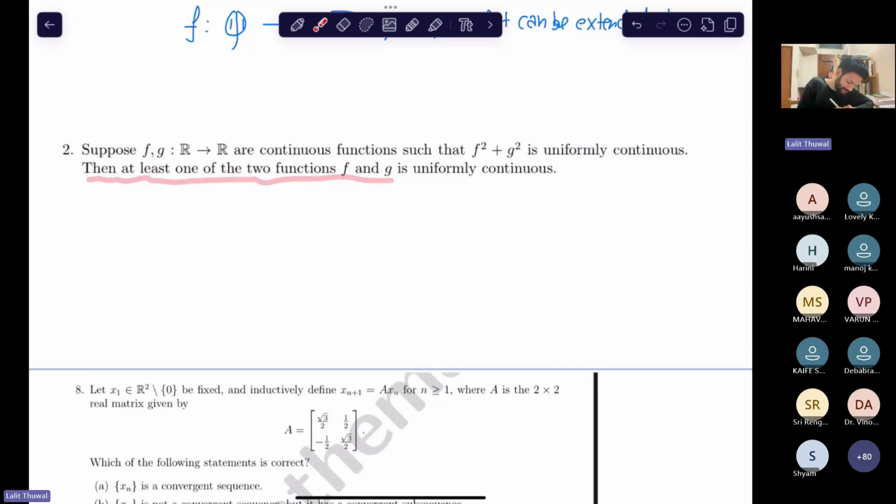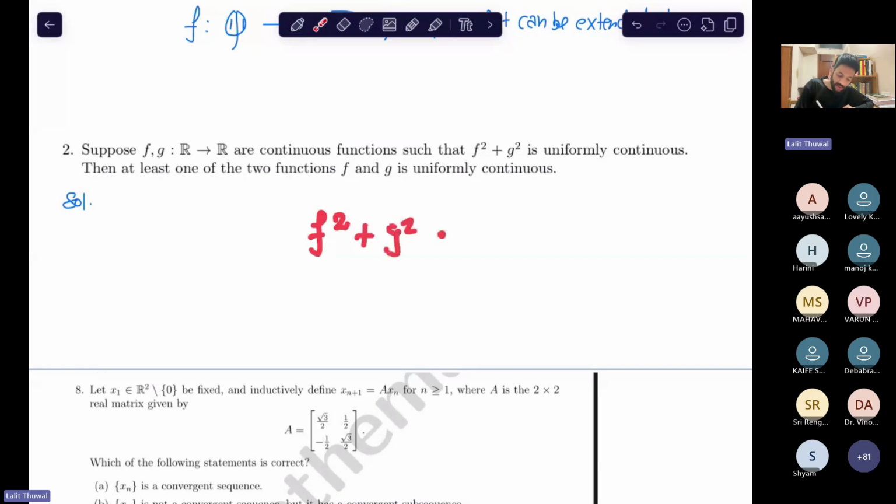So let me solve it. Suppose you want to counter it. How do you think? First try to think about two functions such that their sum becomes some well-known uniformly continuous function. So think about two continuous functions; when you square them and add them, you get a constant, and then immediately something comes to your mind, right? That must be sine x and cos x.